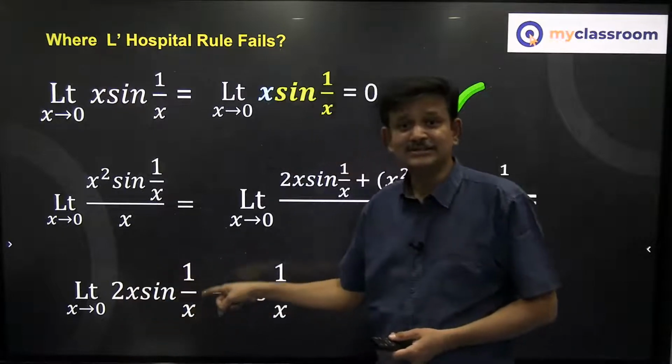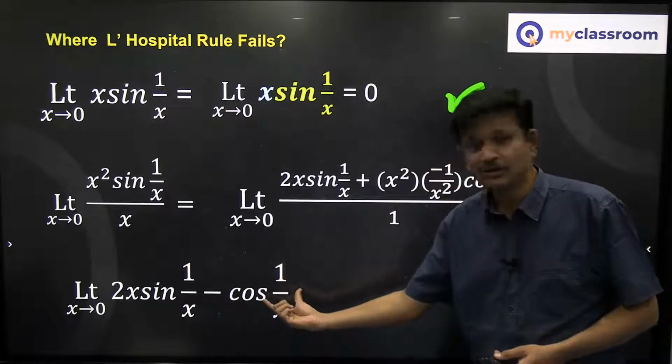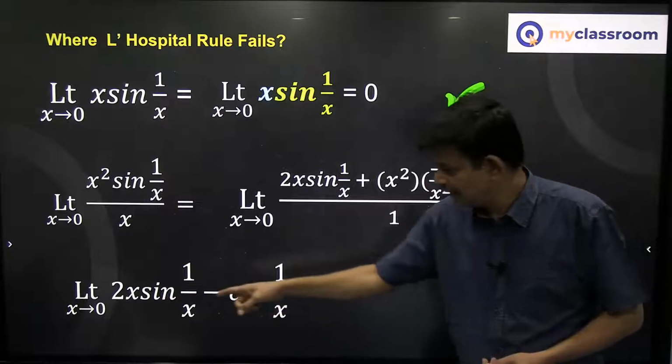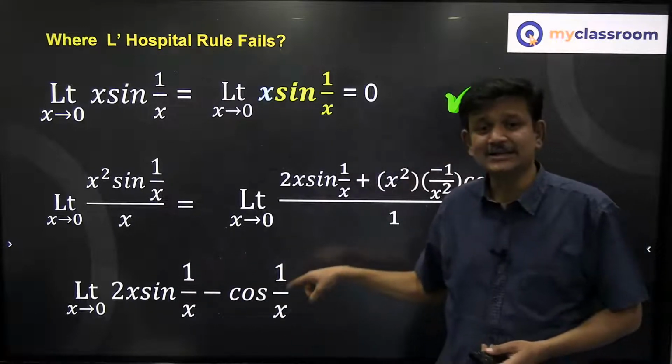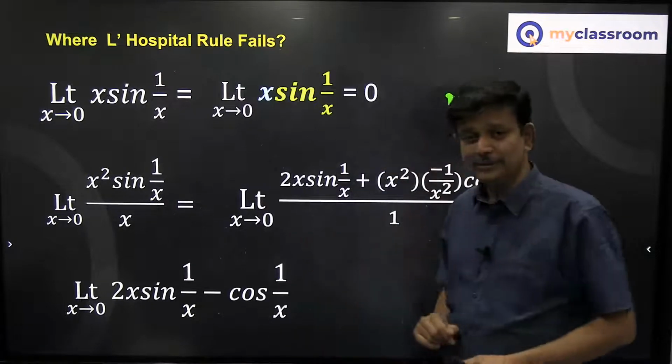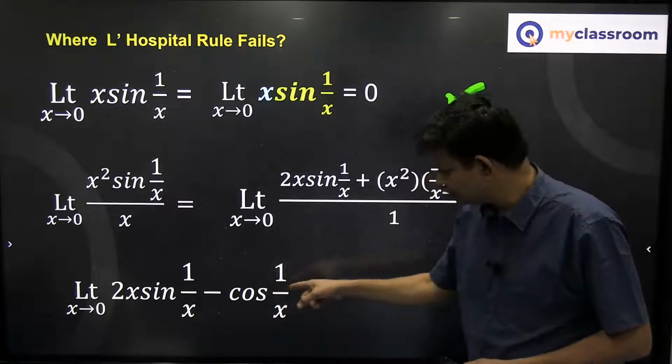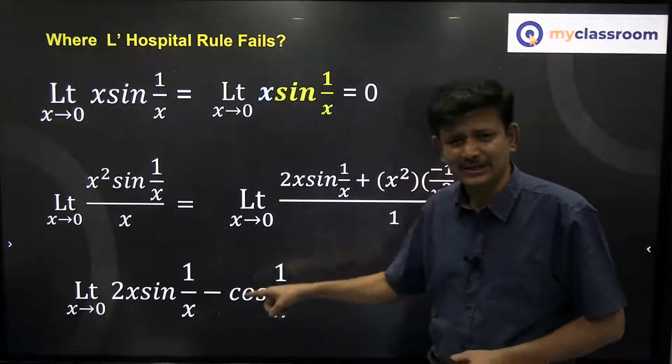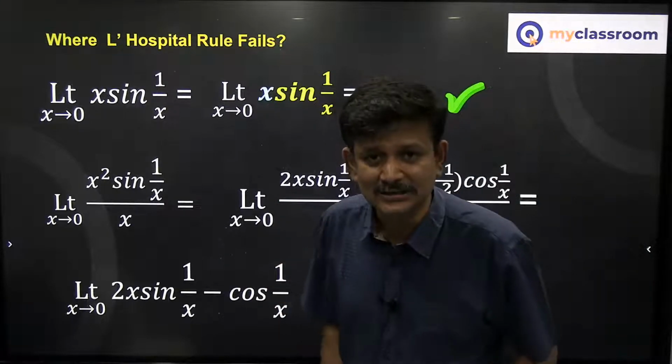This is 0. And what can you say about cos 1 by x? As x tends to 0, 1 by x is tending to infinity. Cos of any number will always be between minus 1 and 1. So this also lies between minus 1 and 1. Other than that, we cannot say anything here.